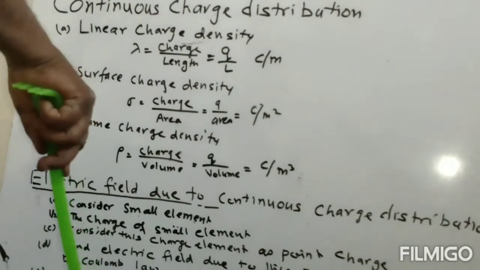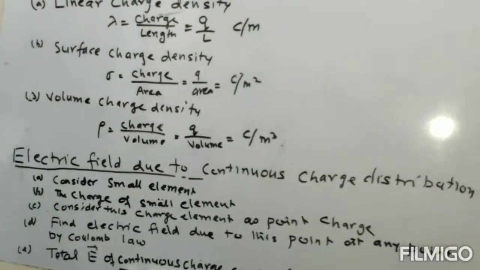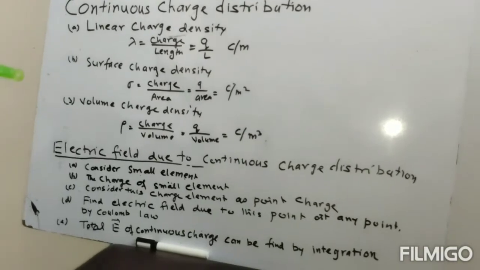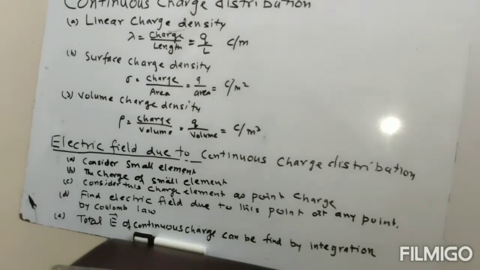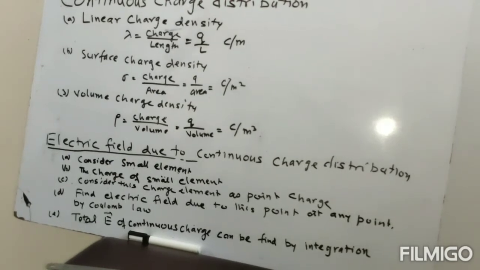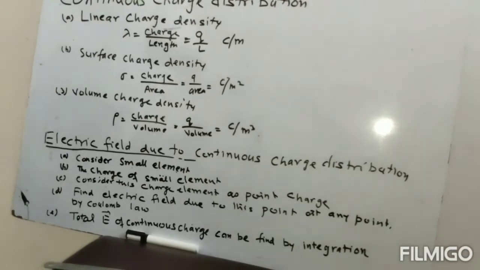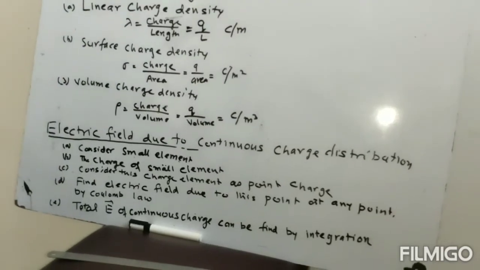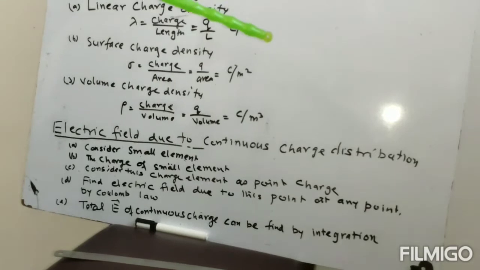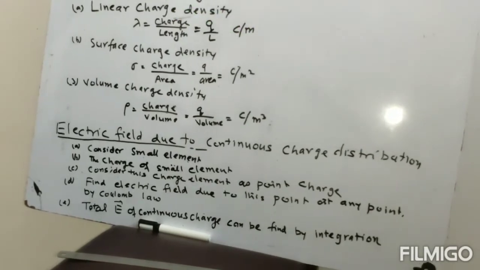So now we can find the electrical field due to different continuous charge distributions. It means the charge distribution may be linear, it may be on a surface, or it may be distributed over the entire volume. So what will be the procedure?